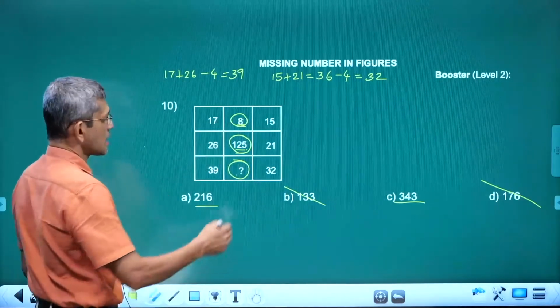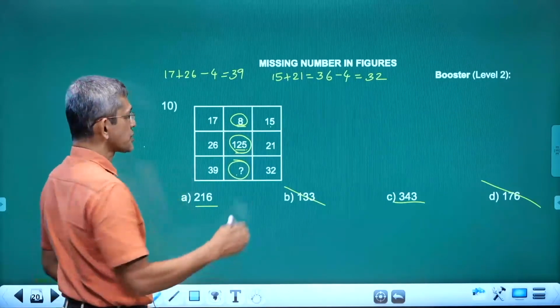So what is it? 17 and 15. The difference is 2. So this is 2 cube.